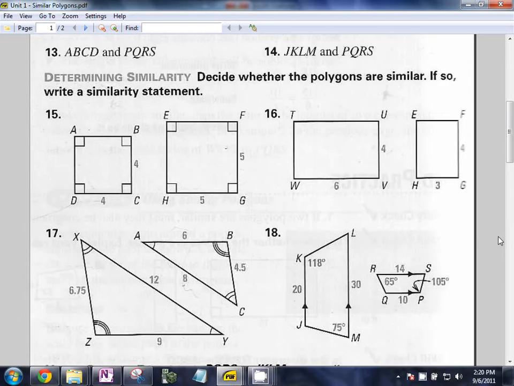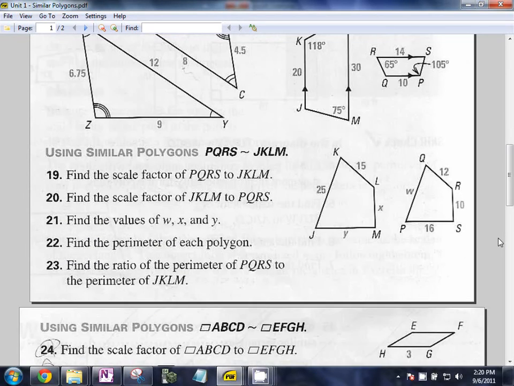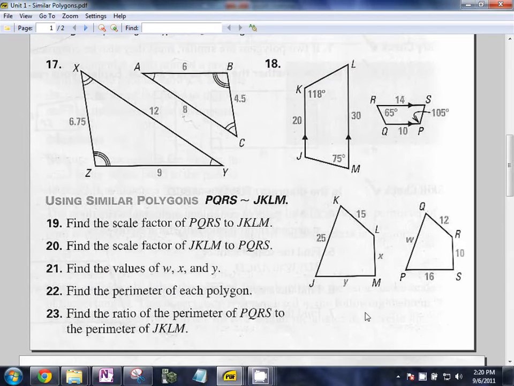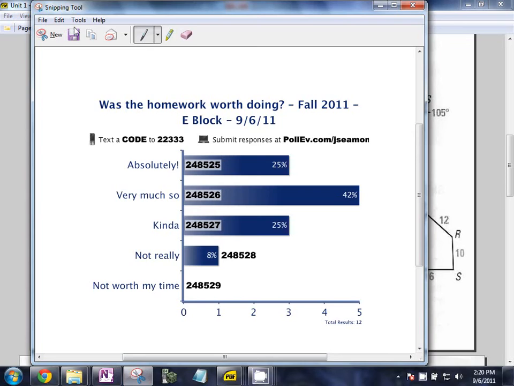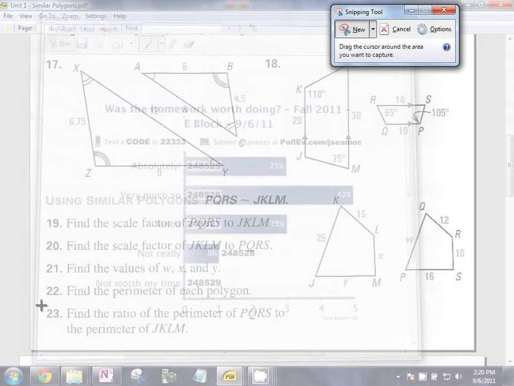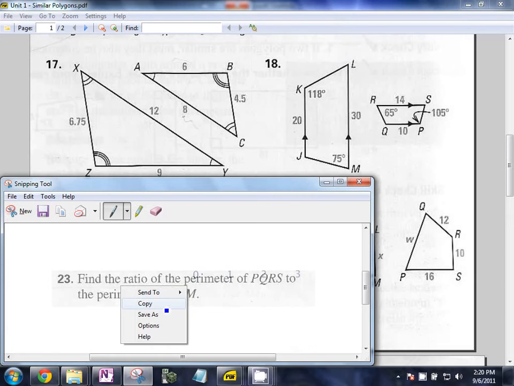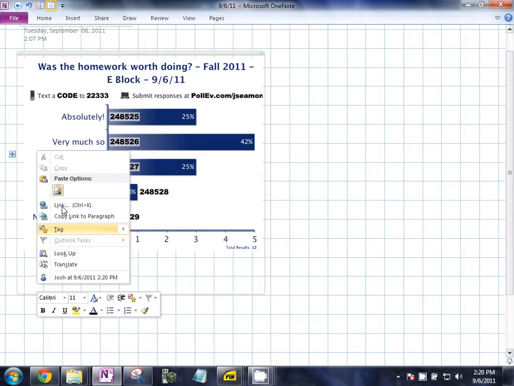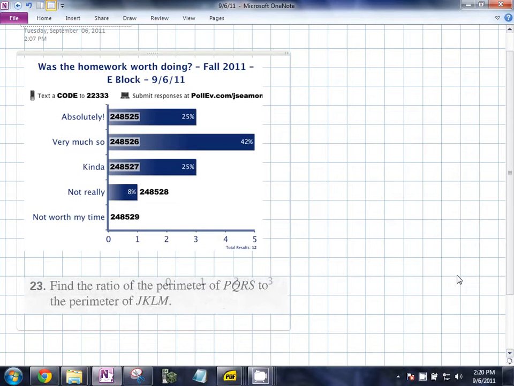Dixon, yeah. What number? 23, I think it was. 23? 22. Find the perimeter of each polygon? Oh, no. Yeah, it was 23. Yep, 23. Got this nice faded image of 23 right here. It says find the ratio of the perimeter of PQRS to JKLM.